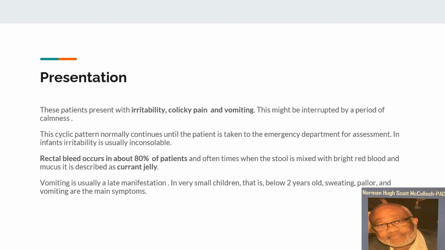Rectal bleed occurs in about 80% of patients, and oftentimes when the stool is mixed with bright red blood and mucus, it is described as currant jelly. Vomiting is usually a late manifestation. In very small children, that is below 2 years old, sweating, pallor, and vomiting are the main symptoms.